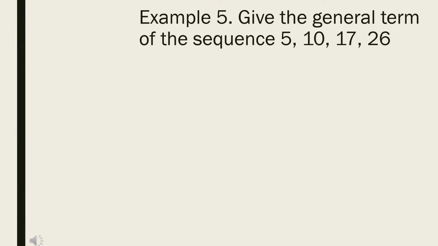Next is example 5. Give the general term of the sequence 5, 10, 17, and 26. Now before we proceed, I want you to see that this sequence, at just one look, has no common increase or decrease. From 5 to 10 to 17 to 26, different numbers are being added between terms. So here we still use the algebraic method, but this time it's quadratic, okay?